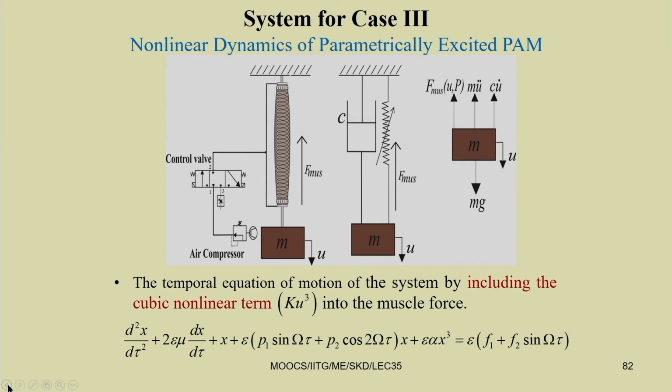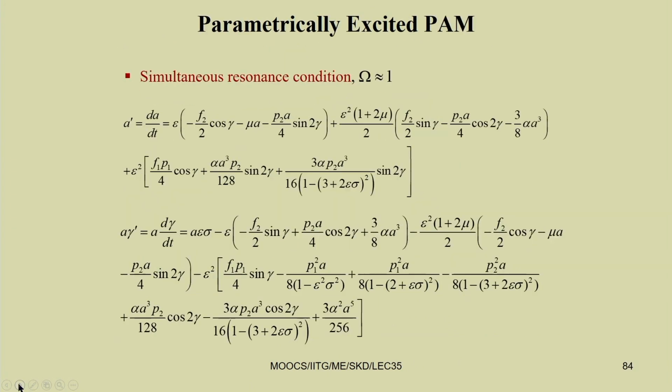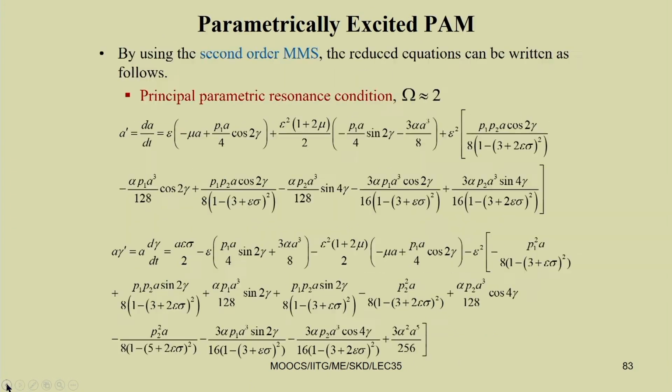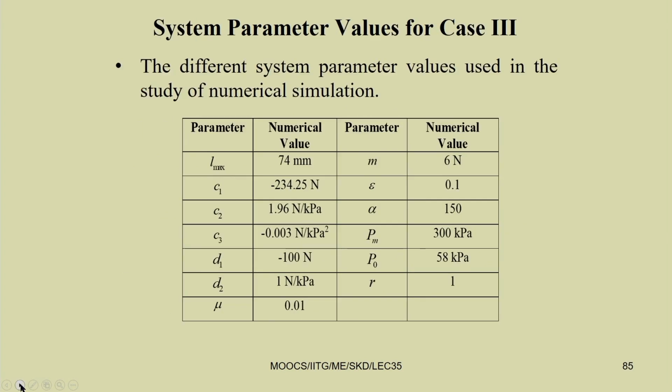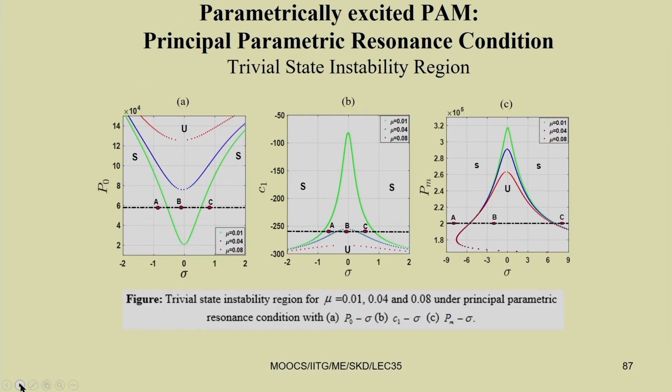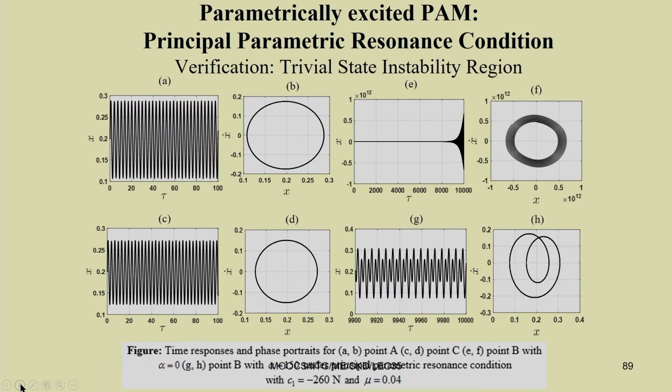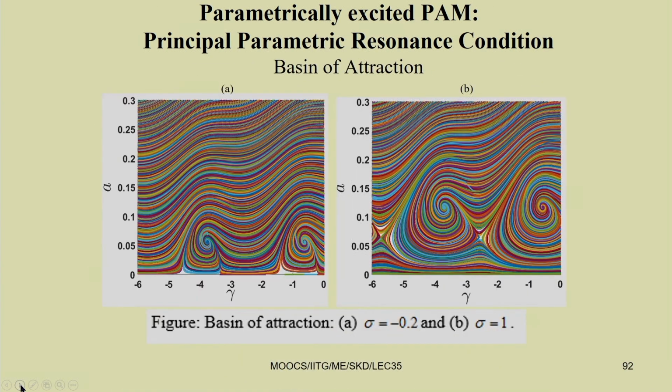So, one can study combined response also. In the previous case we have not taken this nonlinearity, here one can take the nonlinearity also. By taking the nonlinear system, again different resonance conditions can be studied. So, one can study the principal parametric resonance conditions, omega nearly equal to 2, then simultaneous resonance conditions where omega equal to 1, and so these responses can be obtained. And for different application purposes one can study these responses.